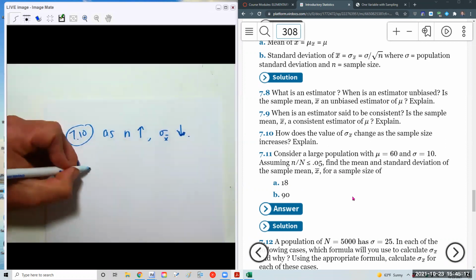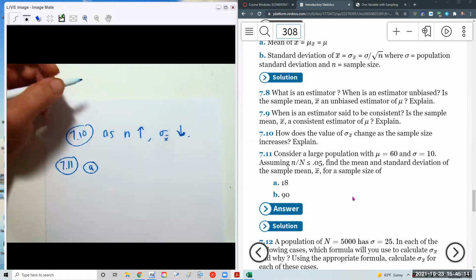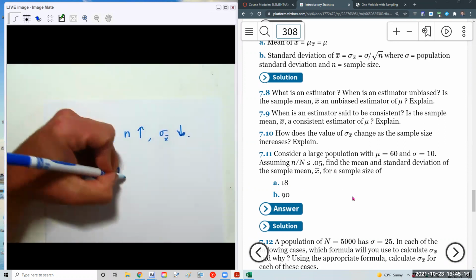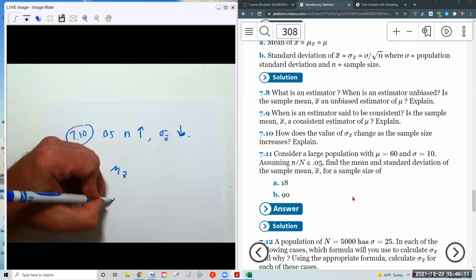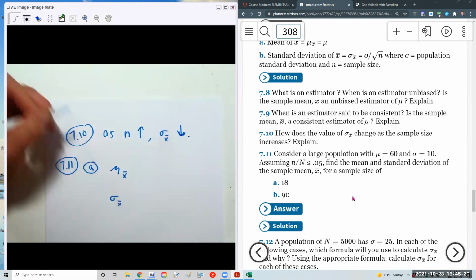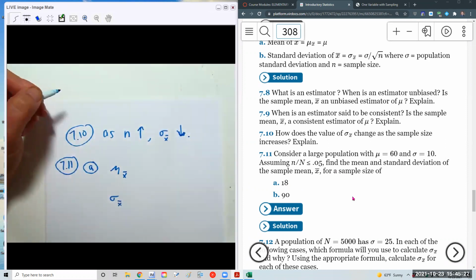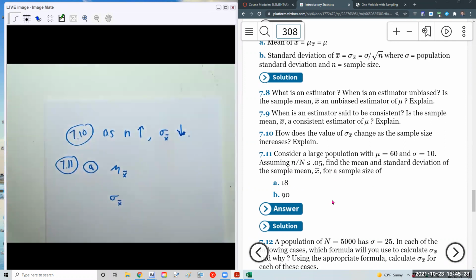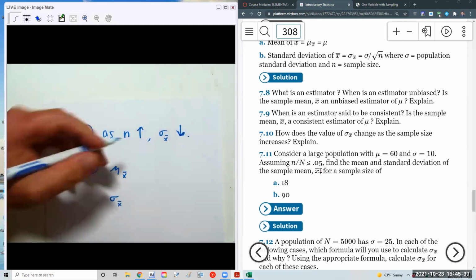Okay, so for part A here, they want values for mu sub x bar and sigma sub x bar. That's all they want. And notice that your book won't call it the sampling distribution of the sample mean. They just call it the sample mean. So that's kind of, I think, troublesome.